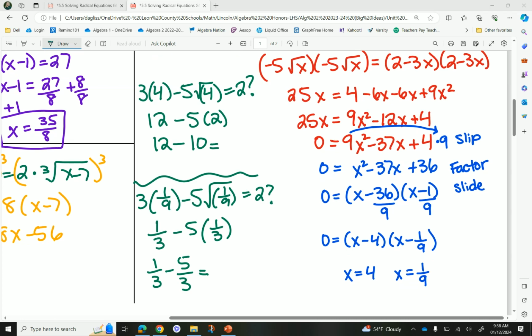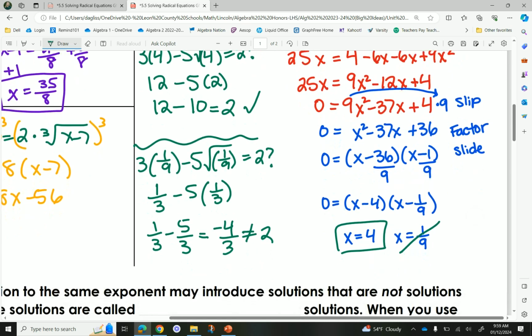All right, friends, which one worked? The 4 did. When you plug it in, you end up doing 12 minus 10, which is 2. So yes, 4 works. 1/9 did not work. When it gets plugged back in, you get -4/3 or -1.3. That is not a 2. So 1/9 is not a solution to it.